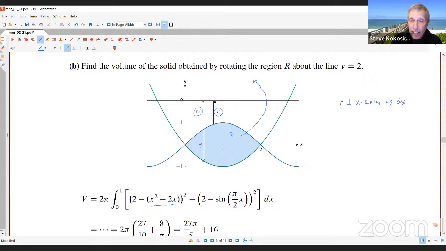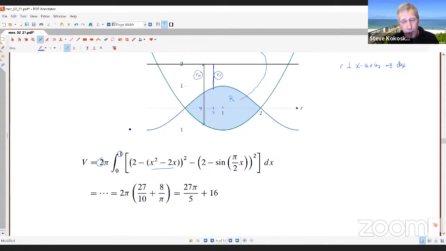The inner radius, again, this distance: 2 minus, well, at an arbitrary point x, that value y would be the sine of pi over 2x. So the inner radius is 2 minus the sine of pi over 2x, quantity squared. You'll notice I have a 2 out in front here, and that's because, once again, I'm making use of symmetry. And holy Toledo, there are 3 dots in here. There's an awful lot going on.